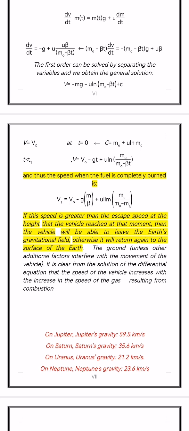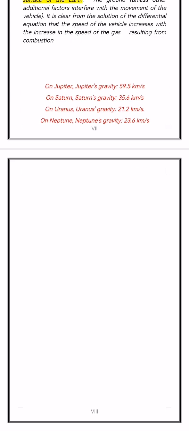On Jupiter, the escape velocity is 58.5 kilometers per second. On Saturn it is 35.6 kilometers per second. On Uranus it is 21.2 kilometers per second. On Neptune it is 23.6 kilometers per second.